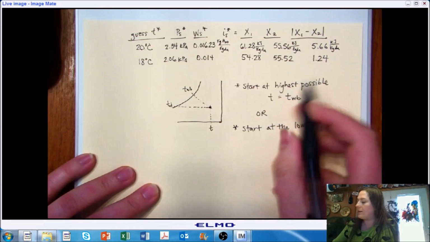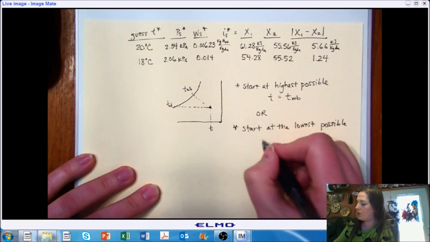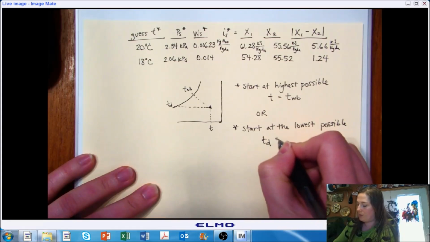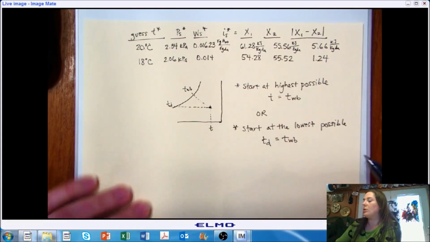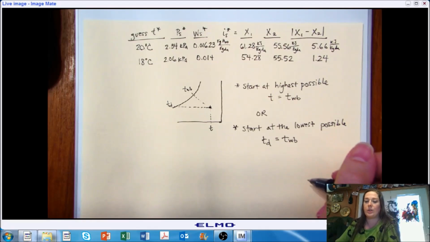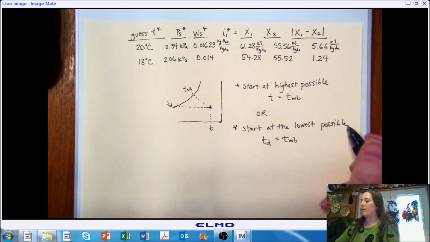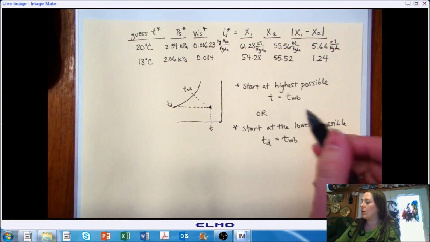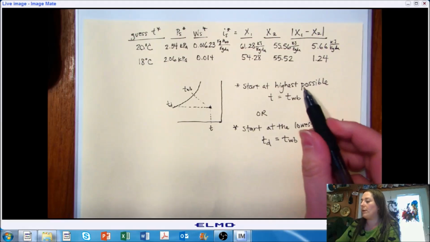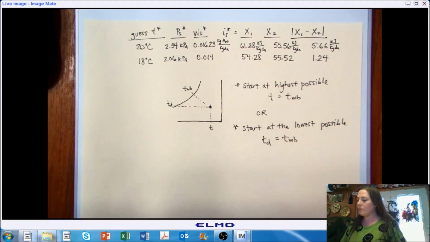So what is your highest? Your dry bulb temperature. And what is your lowest? Your dew point temperature. So those are two strategies. There are a variety of other ways you could choose your starting point, but those are two ways that give you a logical way. So if you start at the lowest, then you move your way up, and if you start at the highest, you move your way down.